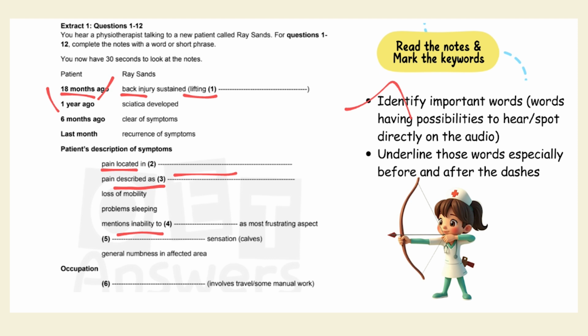Then the second bullet point indicates, underline those words, especially before and after the dashes. Always be careful with the area before and after the dash. You can see the dash here, right? Look at question number 4, which mentions inability to. Before the dash I have marked inability to, after the dash, most frustrating aspect. So the particular activity they are not able to perform, as well as that is the most frustrating aspect.